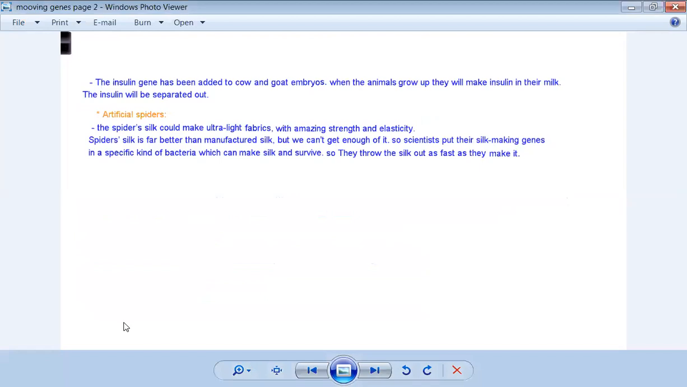The insulin gene has been added to cow and goat embryos. When the animals grow up, they will make insulin in their milk. Of course, this milk is not for drinking. They need to extract or separate this insulin out, because some people with diabetes don't just need to drink milk with added insulin to get better. No, they need to inject it in their blood.